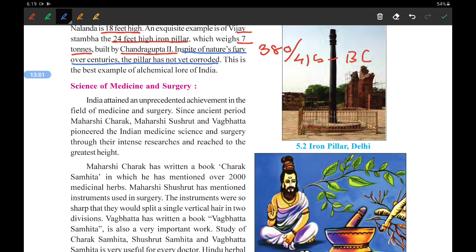So just imagine the chemicals used inside, the knowledge which is used to build it would be so unique, it would be so superior that it has made a great impact into the history of India. See what it says. This is the best example of alchemical lore of India. It is considered the best example of use of chemistry into India. So we'll keep till here into this particular video lecture.